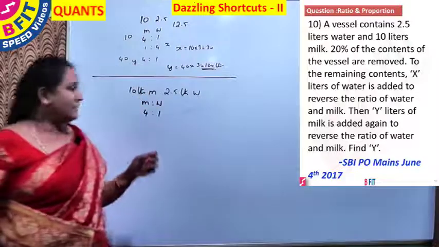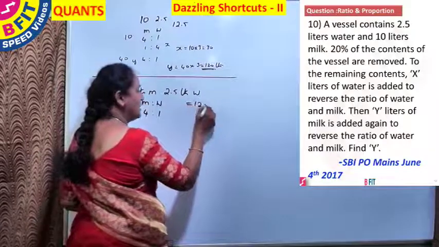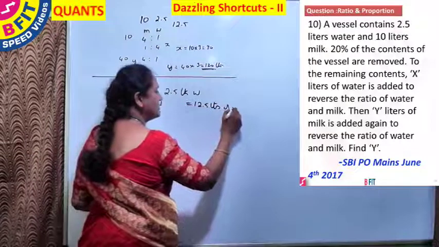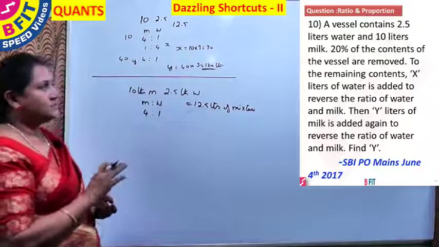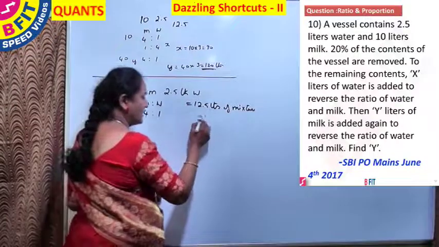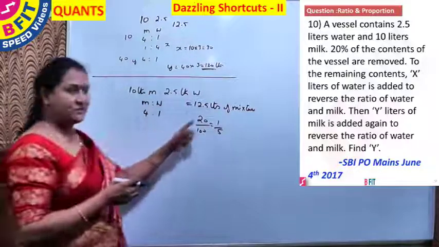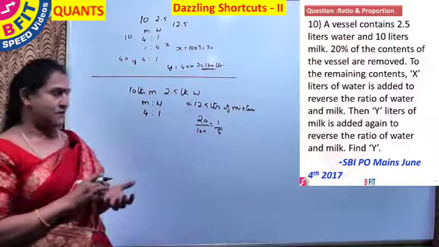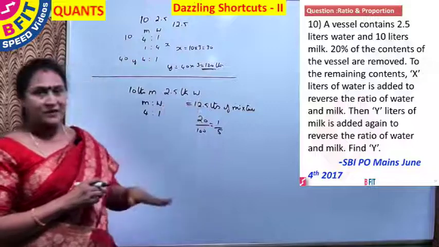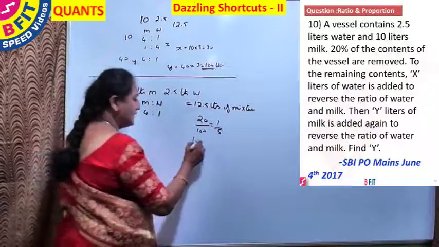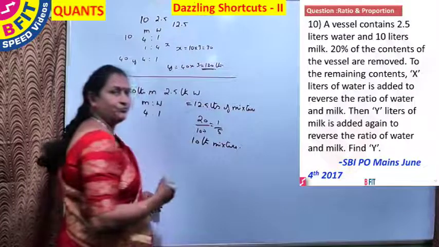Now in this container we have 10 liters milk and 2.5 liters water, which together is 12.5 liters of mixture, milk and water combined. In this, 20% is removed. 20% is 1/5. So in these 5 parts, 1 part has been removed, so 4 parts remain. In 12.5, 1 part is 2.5. So when 1 part is removed, 4 parts, 10 liters of mixture, is there in the container.